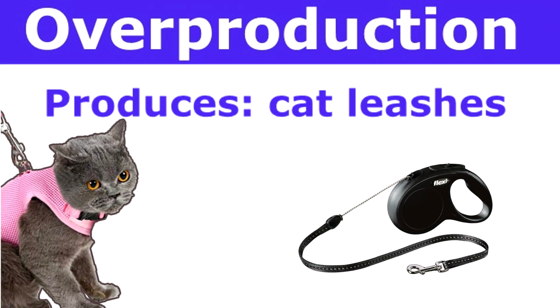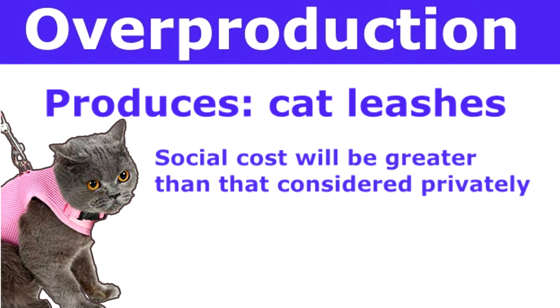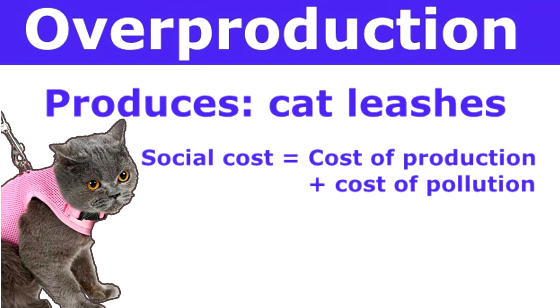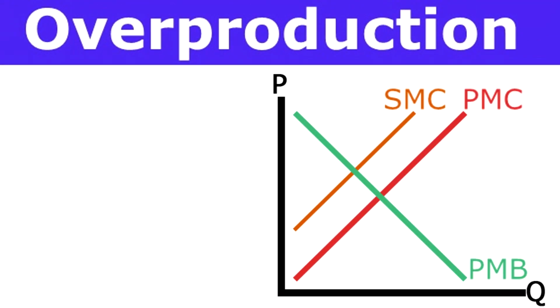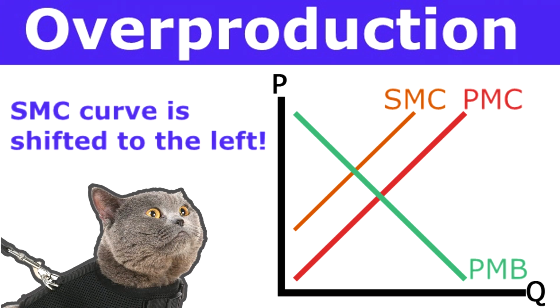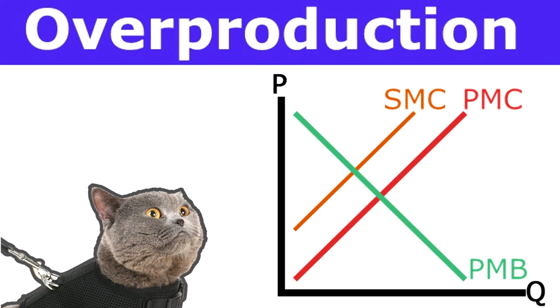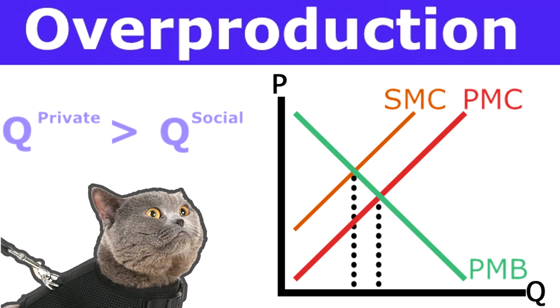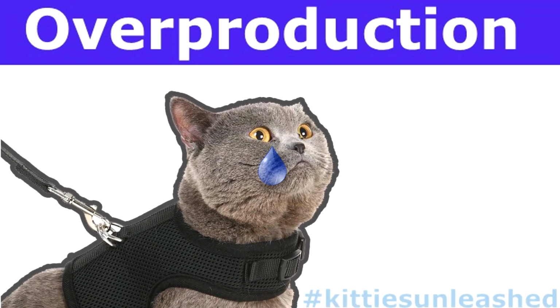In this case, the cost the firm faces to produce an additional good will be lower than the social cost of producing an additional good. This being as the social cost will be comprised of not only the cost of production, but the cost of pollution. Graphically, we have that the private marginal cost is going to be shifted to the left of the social marginal cost curve. With no difference in marginal benefit curves, we have that there will be an oversupply of cat leashes. But of course, one cat leash is too many.